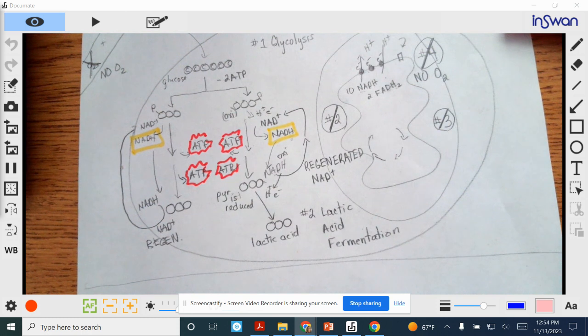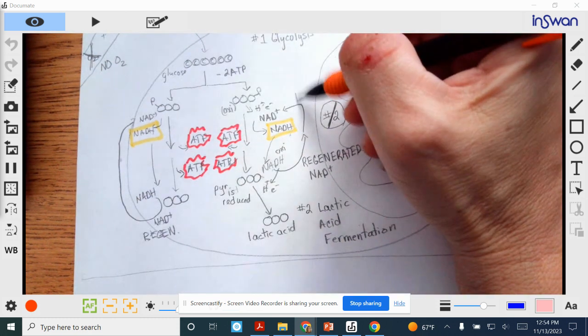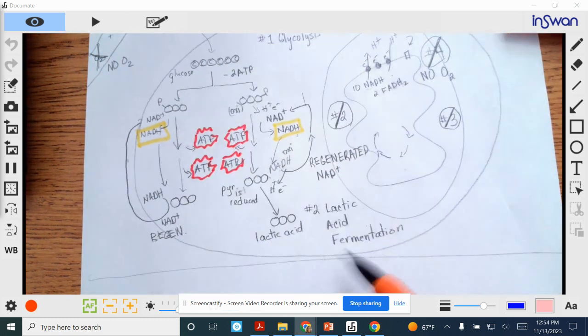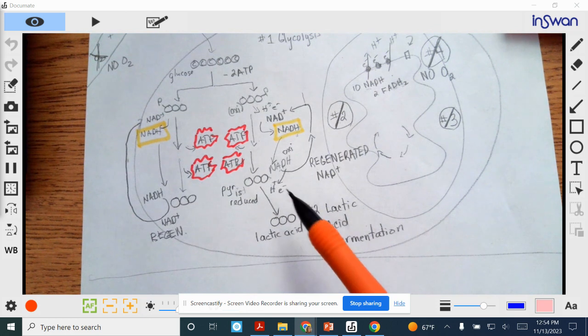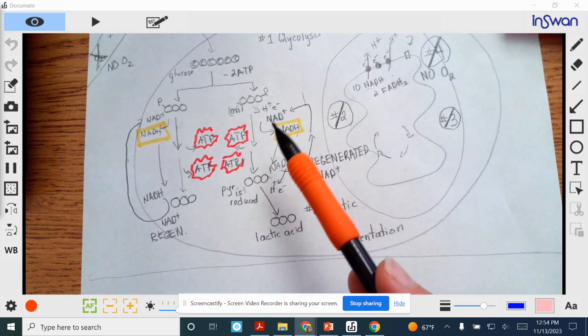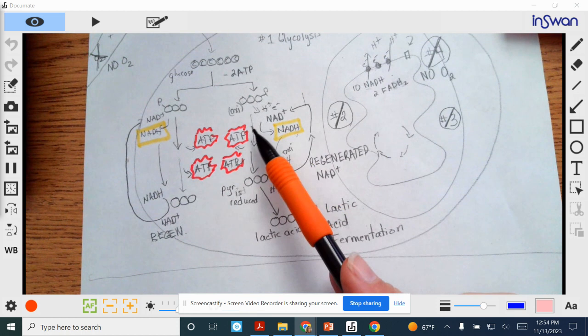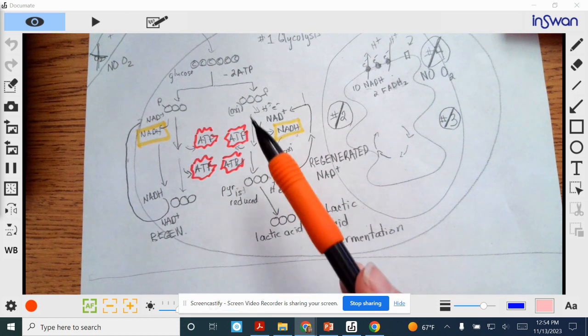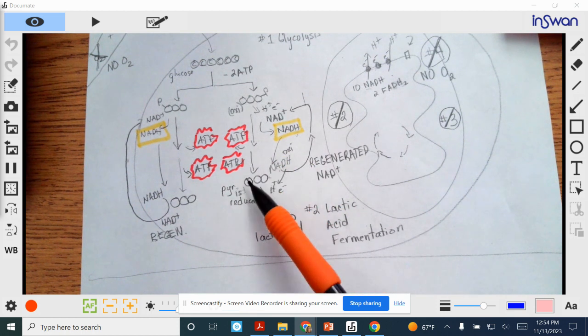Okay, so that's the biggest thing to know: what is the purpose of this fermentation step? It's to regenerate NAD plus to provide that for one of these earlier steps in glycolysis, so glycolysis can keep occurring and we can at least get 4 ATP.